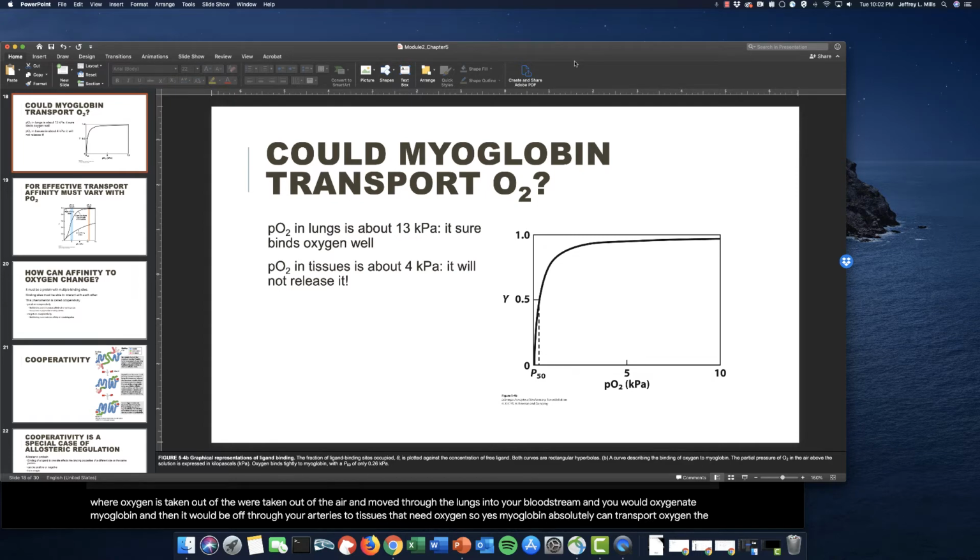The problem is that it binds oxygen too tightly, and it won't drop it off once it gets to point B. Right? So if your heart needs oxygen, myoglobin is a poor choice because, sure, it can carry oxygen, but it's not going to drop it off where you need it. And this is kind of apparent if you look at the binding curve for myoglobin.